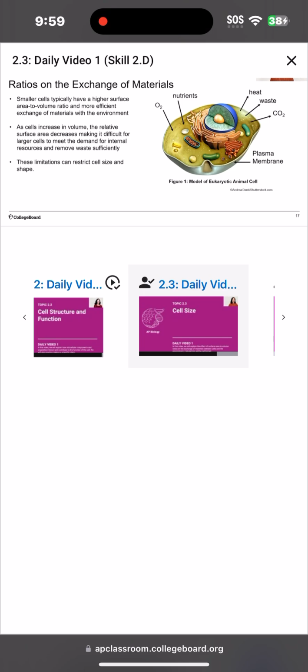And I will share with you some examples of modifications that cells and organisms have to overcome this challenge in the second lesson for this topic.